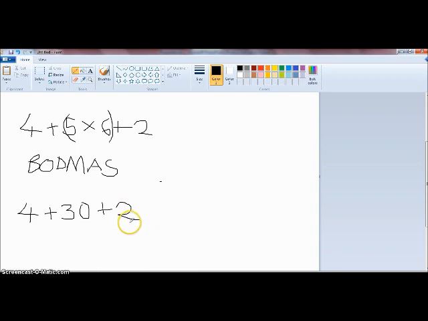So let's look at BODMAS again. Brackets, of, division, multiplication, addition. Now you notice that we've now only remained with addition, so we can go ahead and simply do the addition. So 4 plus 30 is 34, plus 2, it will come to 36, and that will be your answer.